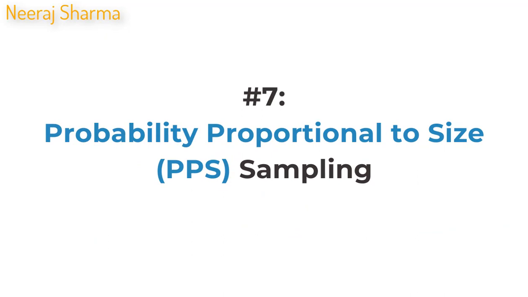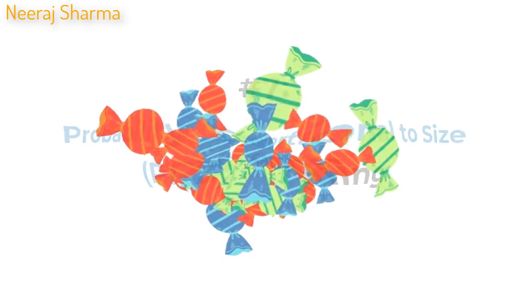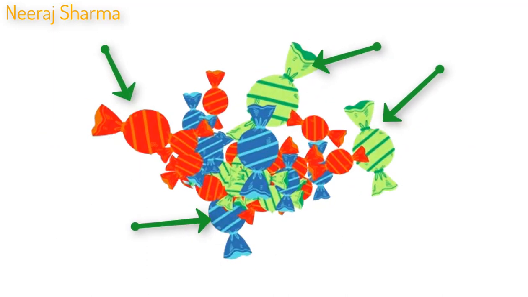Seventh, probability proportional to size sampling, also called PPS sampling. It's a way to make sure the more important things in a group have a better chance of being picked in the sample. Imagine you have a bag of candies where the big ones are more important. When you go with PPS, the bigger candies have a higher chance of being picked compared to the smaller ones. So, you're more likely to pick a big candy because it's bigger and more important.